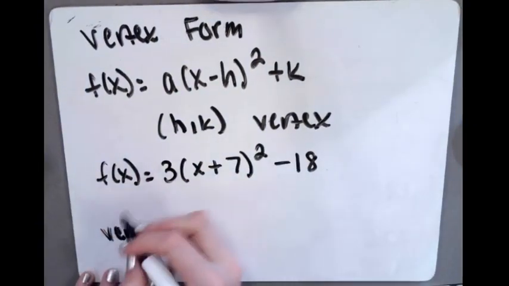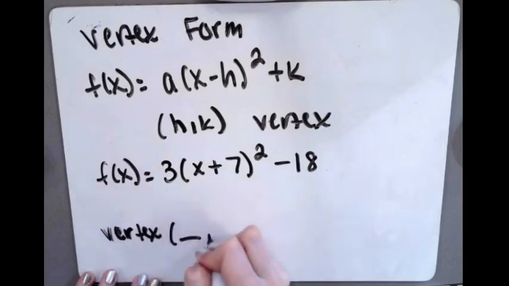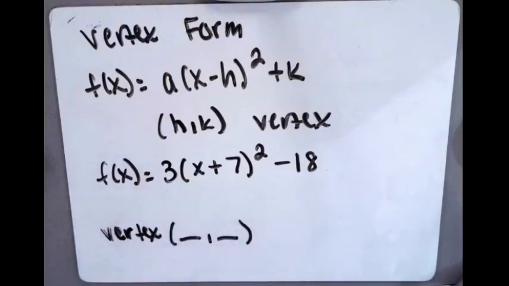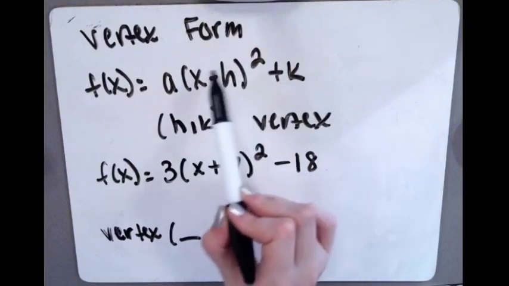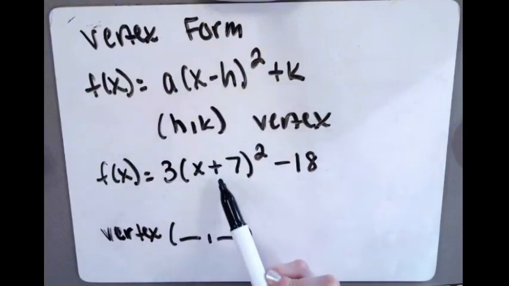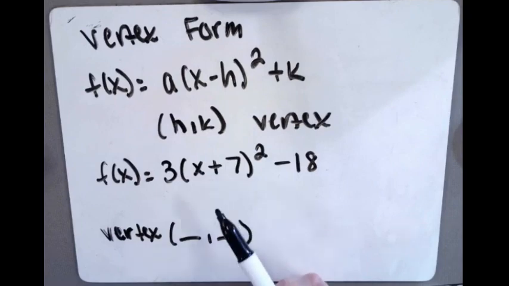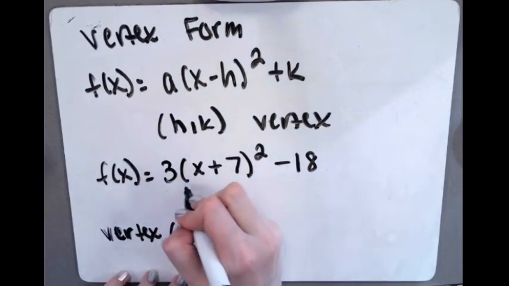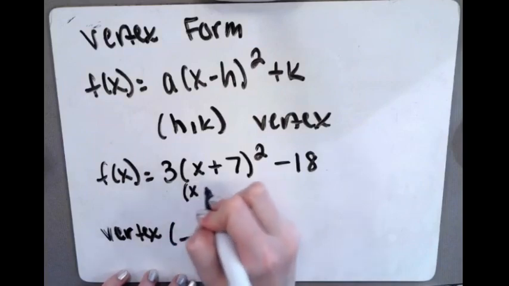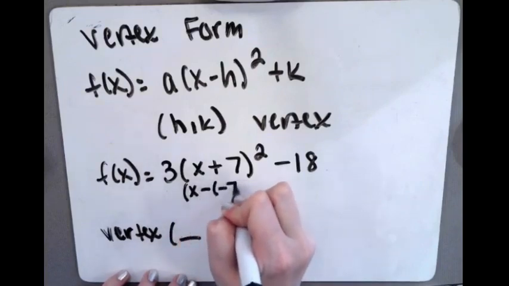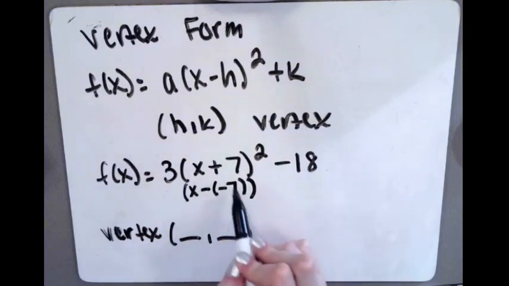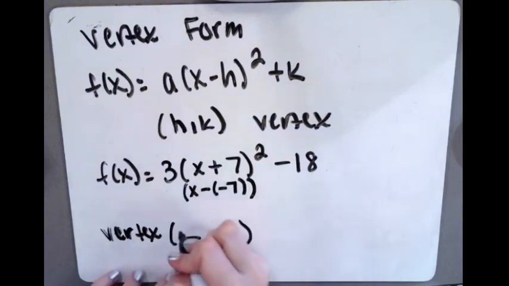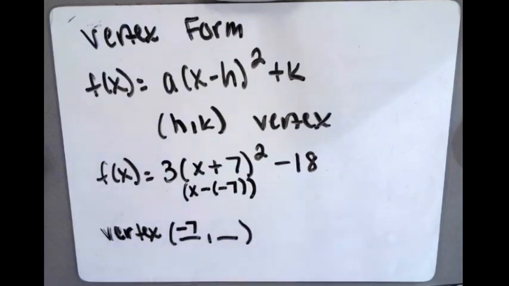So our vertex is going to have an x and a y. Keep in mind the x-coordinate is what's being subtracted from x. Well, I don't see any subtraction here. So let's rewrite that as subtraction. x plus 7 is the same thing as x minus negative 7. So negative 7 is what's being subtracted from x. Negative 7 is the x-coordinate of the vertex.